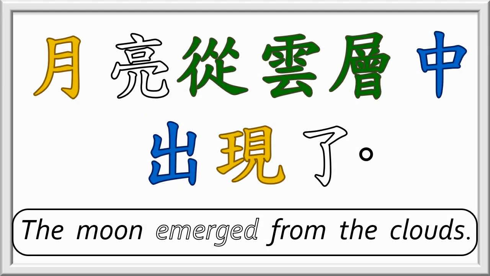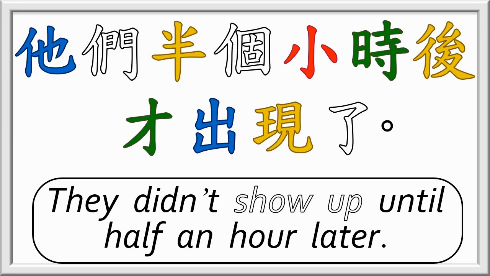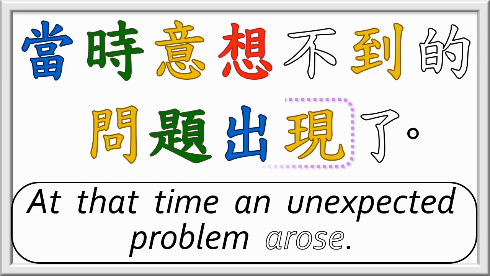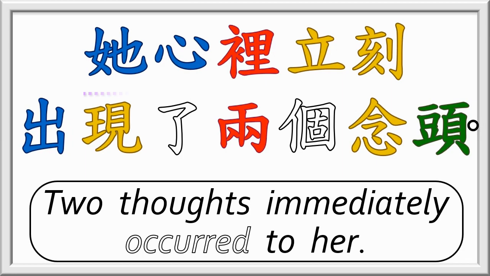月亮从云层中出现了. The moon emerged from the clouds. 他们半个小时后才出现了. They didn't show up until half an hour later. 当时意想不到的问题出现了. At that time, an unexpected problem arose. 他心里立刻出现了2个念头. 2 thoughts immediately occurred to her.